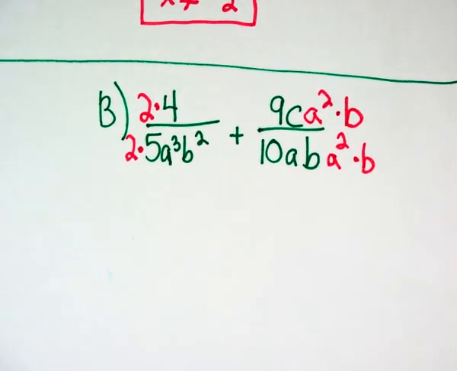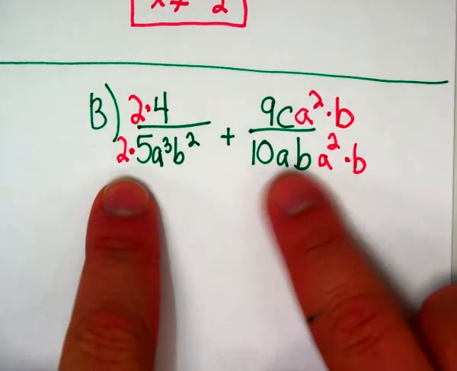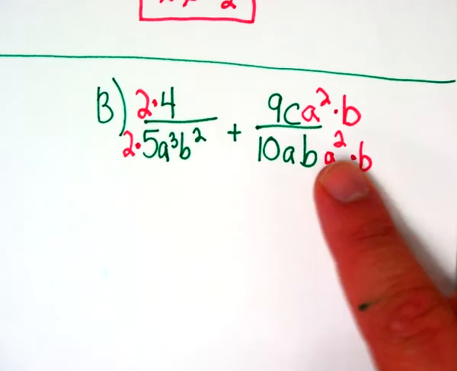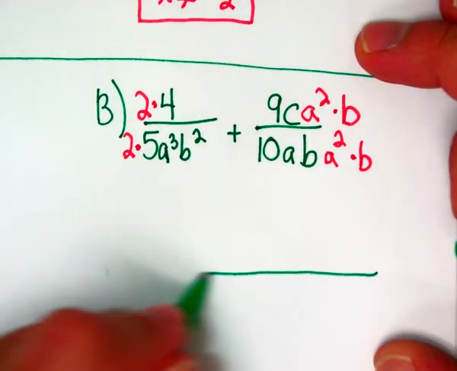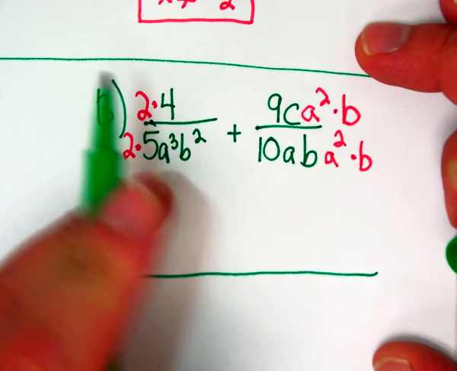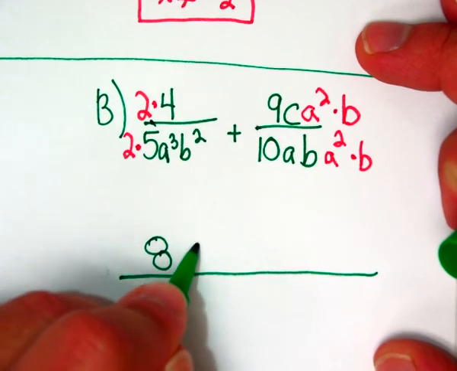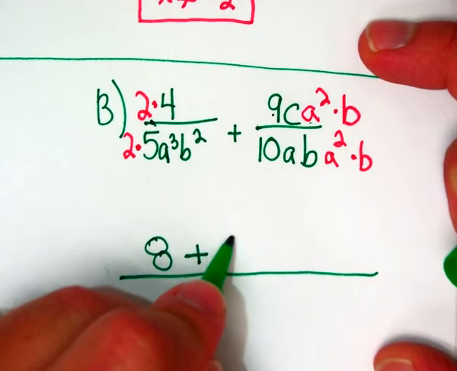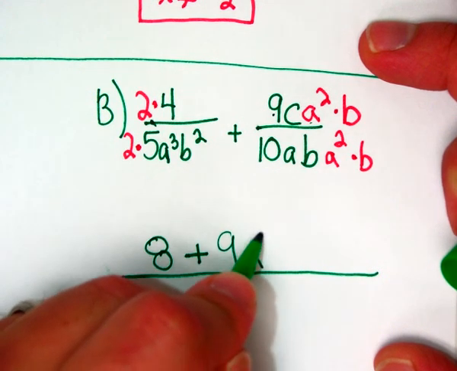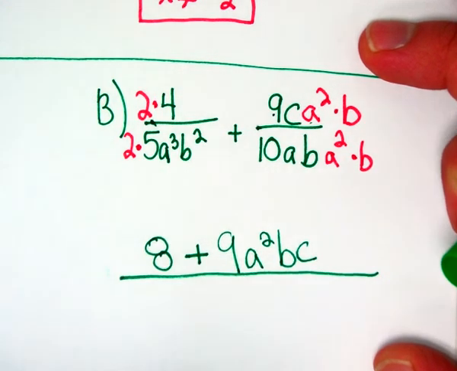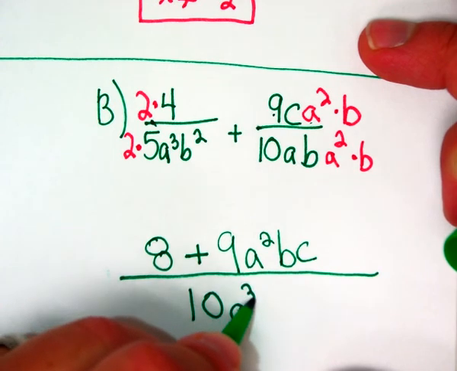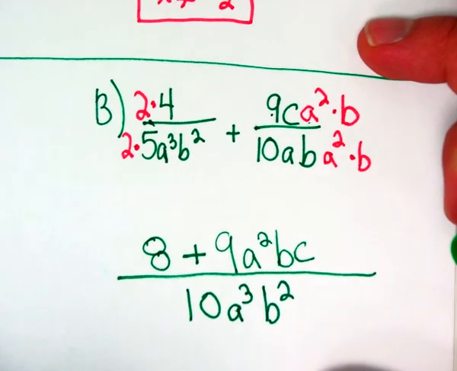So now our denominators are the same. We have 10a cubed b squared for the denominator. So let's put these together. We have 8 plus 9a squared bc. Try to put it alphabetical if we can. 9a squared bc. And for the denominator, we have 10a cubed b squared.